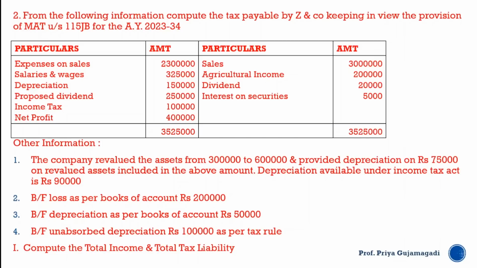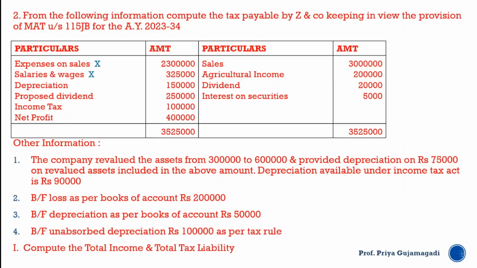Expenses on sale. Expenses on sale is an expense relating to a business. It is an admissible expense, so there is no entry of that particular adjustment. Salaries and wages is also relating to a business, so there is no entry of that. It is also an admissible expense.